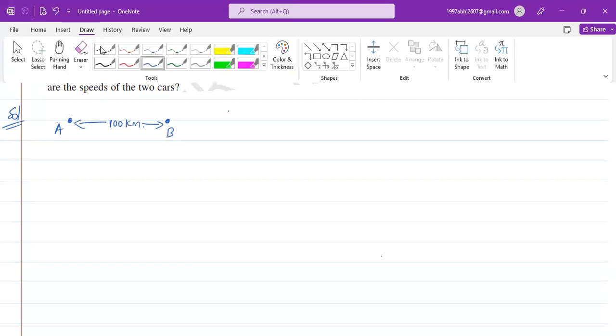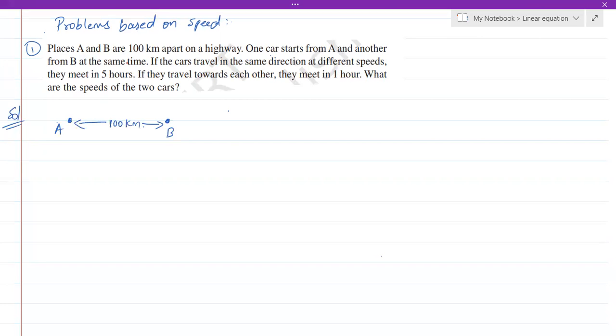So we have got two cars. One car is at A. Let's say this car is C1, the first car, which is at A. And the other car is at B. Let's say this is C2. C1 is car 1 and C2 is car 2.